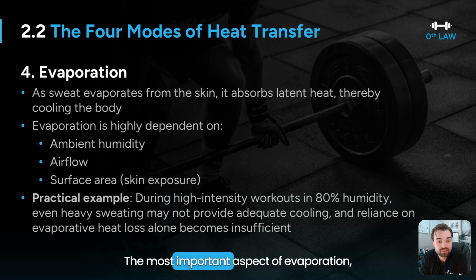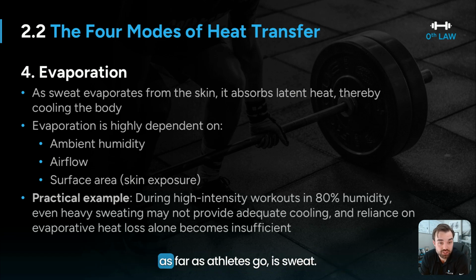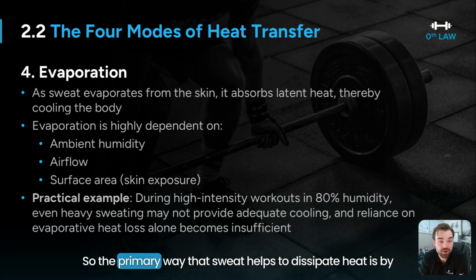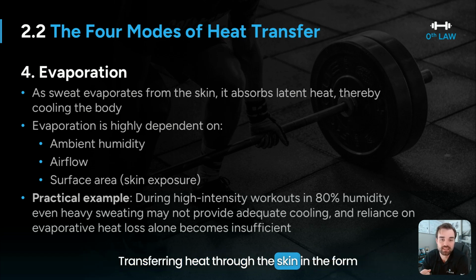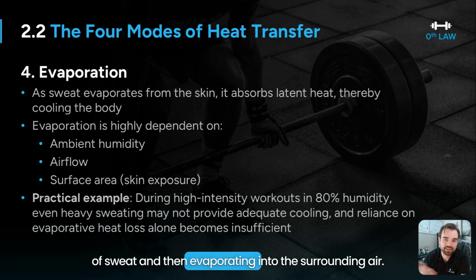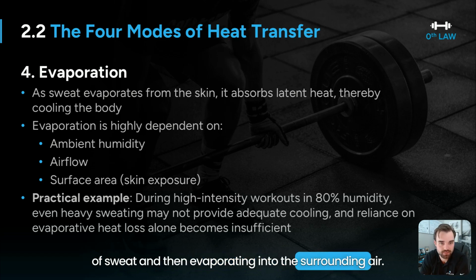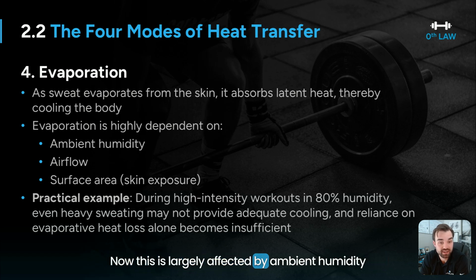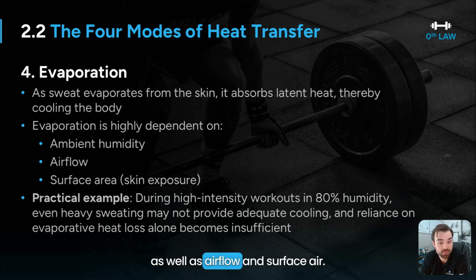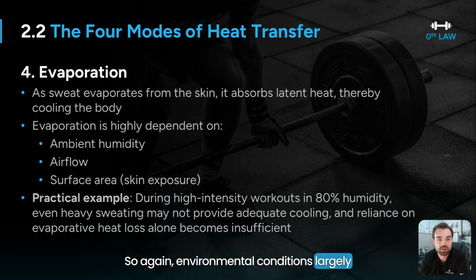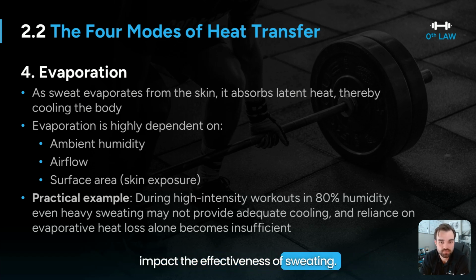And finally, evaporation. The most important aspect of evaporation as far as athletes go is sweat. So the primary way that sweat helps to dissipate heat is by transferring heat through the skin in the form of sweat and then evaporating it into the surrounding air. Now, this is largely affected by ambient humidity as well as airflow and surface area. So again, environmental conditions largely impact the effectiveness of sweating.